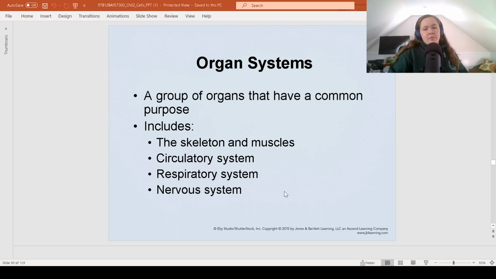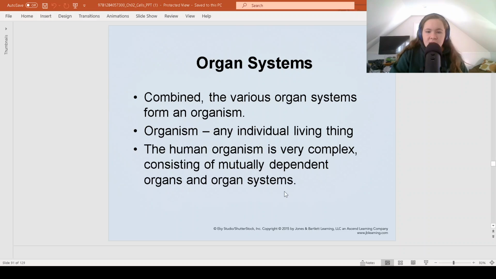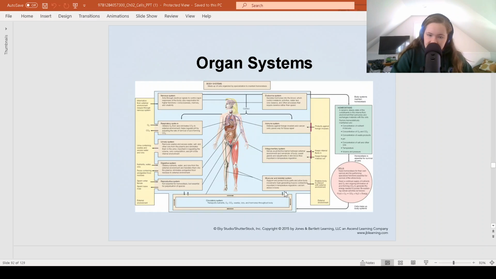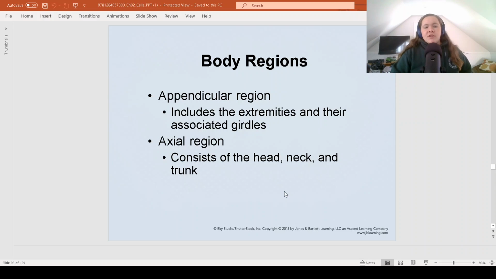Organ systems: a group of organs that have a common purpose. This includes the skeleton and muscles, circulatory system, respiratory, and nervous system. The organ systems combine to make an organism. Like I said, organism: any individual living thing. The human organism is very complex, consisting of mutually dependent organs and organ systems, like this graph shows. It shows everything that we went through in chapter 1 and before in chapter 2. So that's pretty cool.